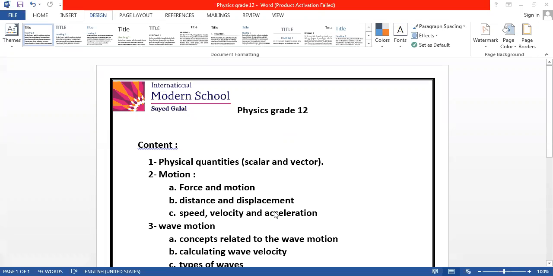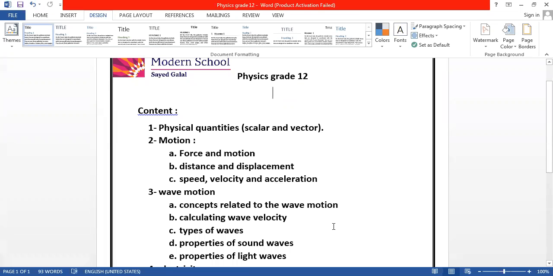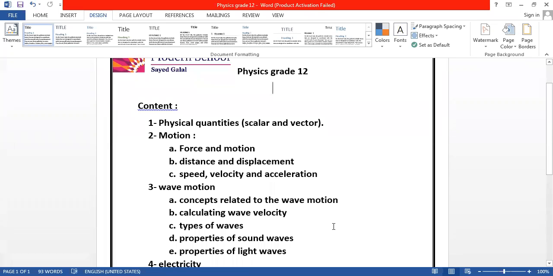This part, you studied the basics in second prep in the national division. We're going to understand the concepts related to the wave motion, calculating the wave velocity. I don't know if you remember or not, it was called in the national division the law of wave propagation, that is the wave velocity law.